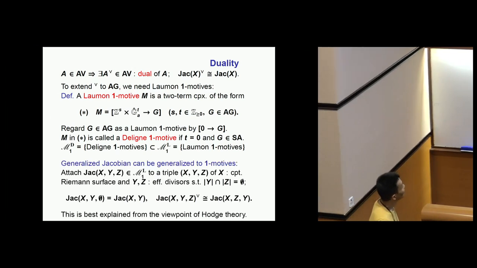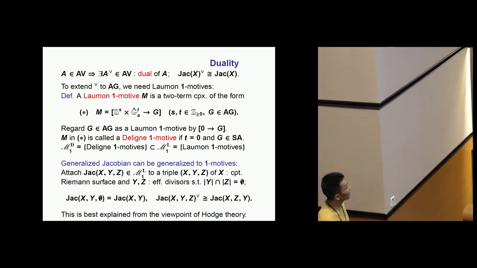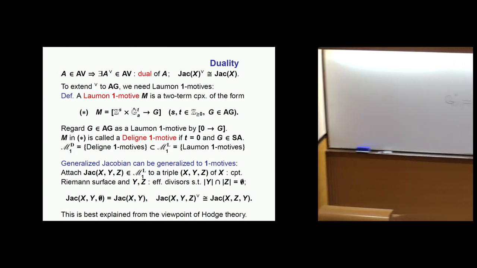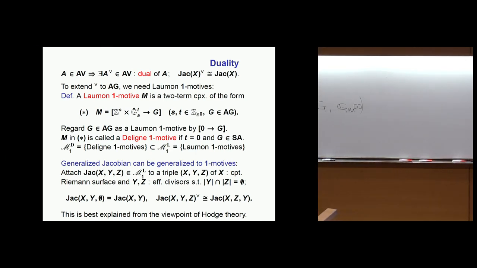Okay. Then now I would like to explain how the picture of generalized Jacobian comes into this picture. We can generalize the construction of generalized Jacobian, Jac(X, Y), to a Laumon 1-motif in the following way. This time we take a triple over a Riemann surface X and two divisors Y and Z, instead of just a pair of X and Y. We consider a curve X and two divisors Y and Z, but we assume they have disjoint support. Attached to such a triple, we attach a Laumon 1-motif, Jac(X, Y, Z), in such a way that these two formulas hold.